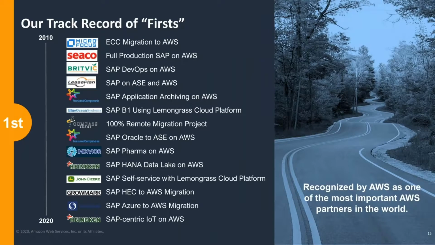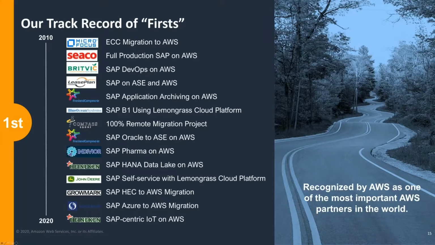And we've been doing this for a while. So Lemongrass is just over 10 years old. It's interesting. Around 2010, we founded the company. Around 2014, we decided to actually specialize solely on SAP on cloud. And so we've been in this space longer than probably anybody has. And as a consequence of that, and of the focus that we have, there's a number of firsts that we've delivered in this marketplace as an indication of our innovation.